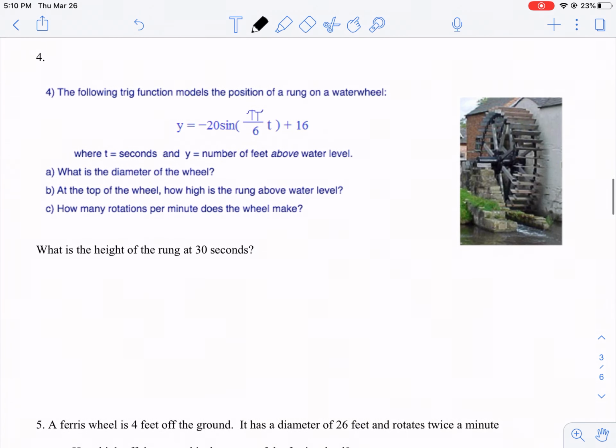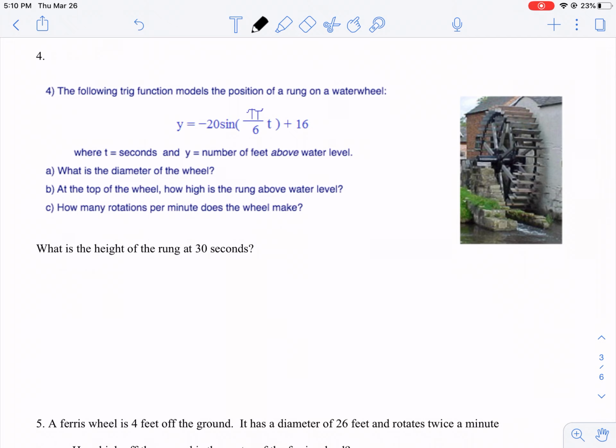Alright, number 4. The following trig function models the position of a rung on a water wheel, where t is seconds and y is the number of feet above water level. What is the diameter of the wheel?